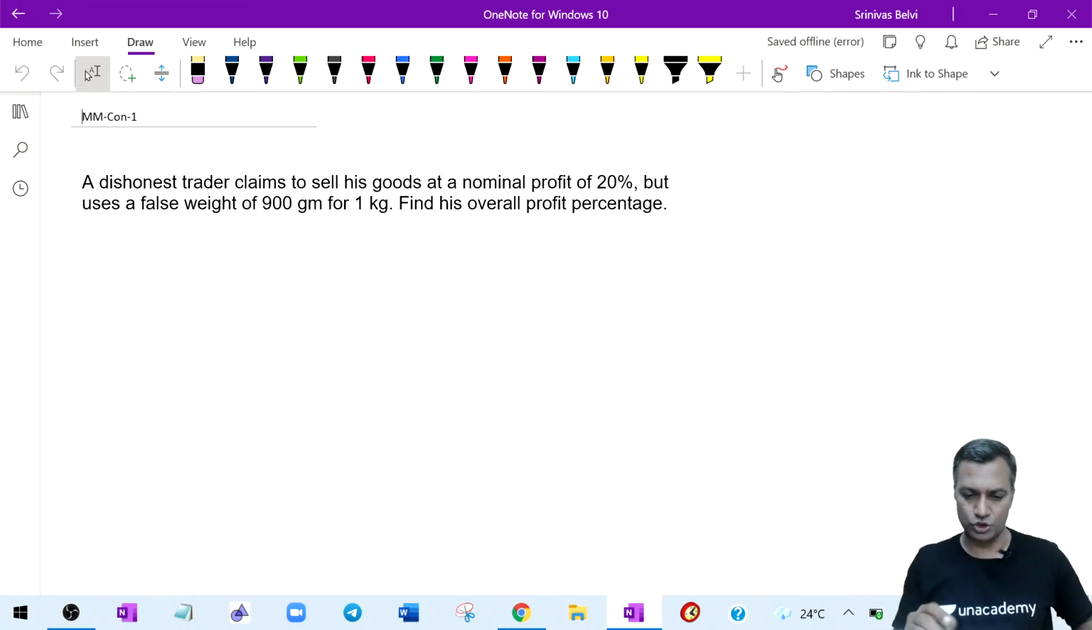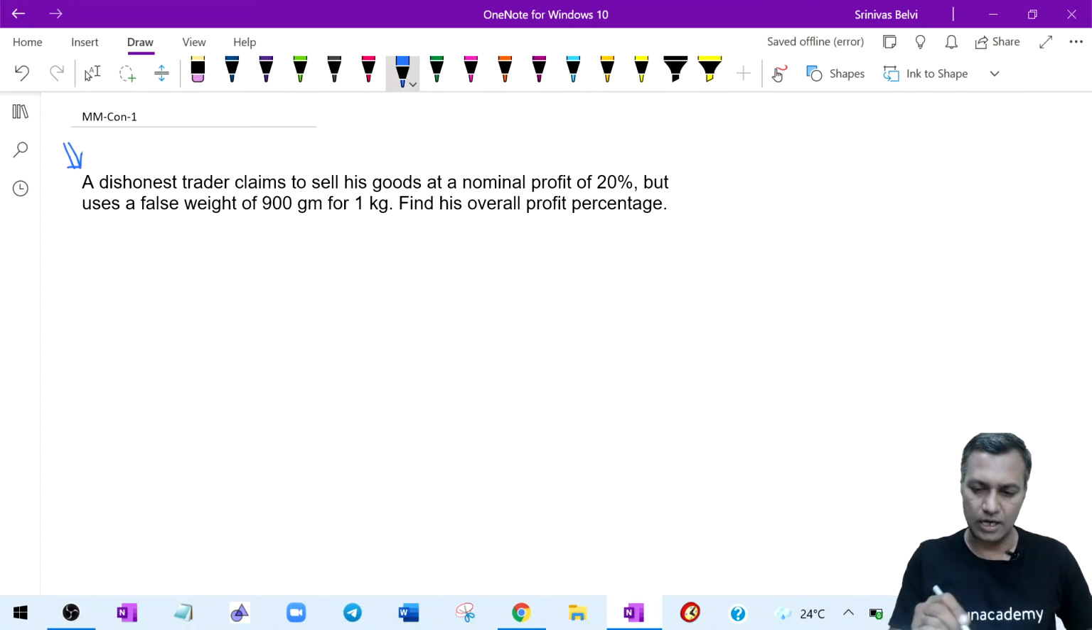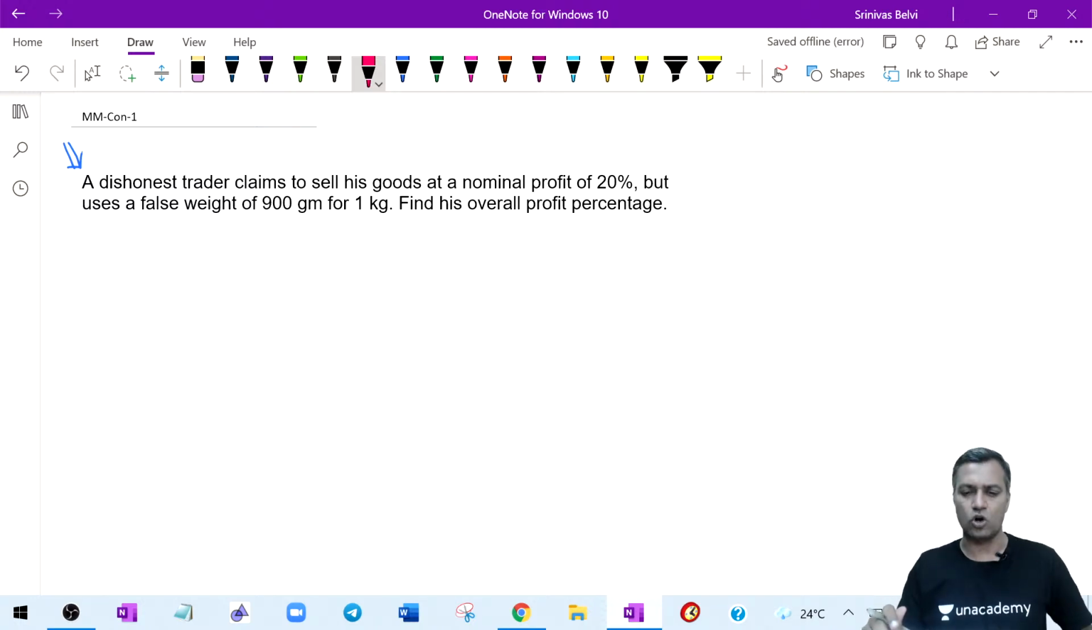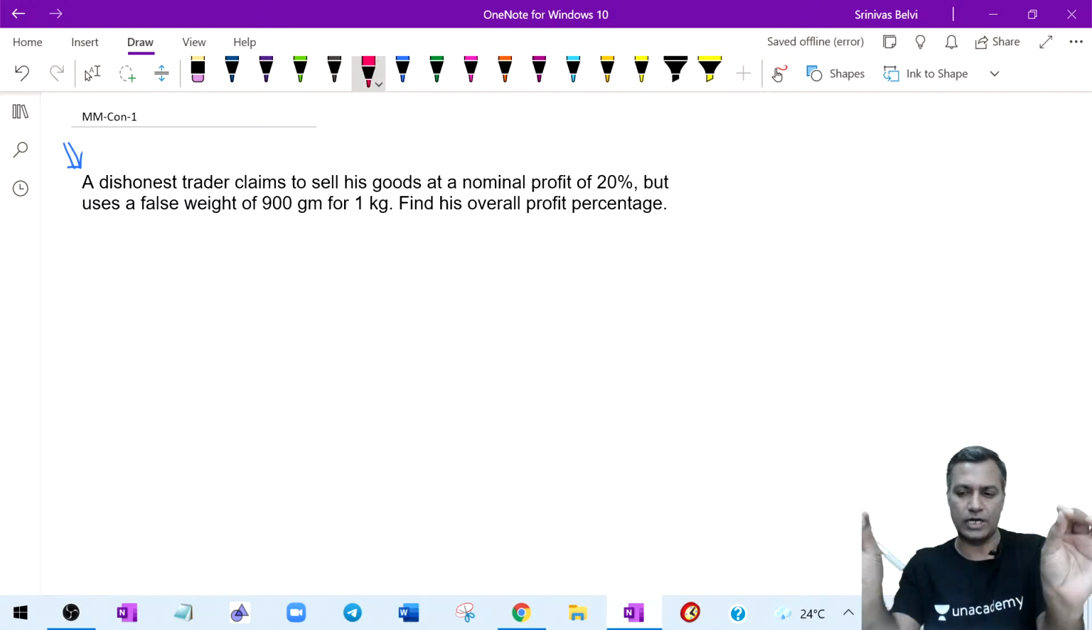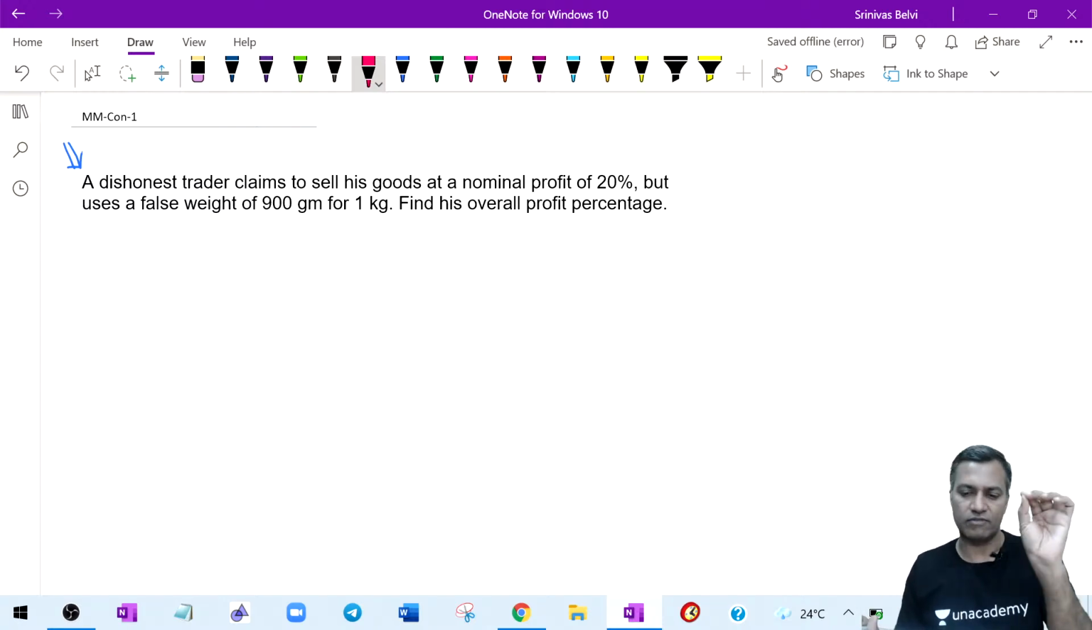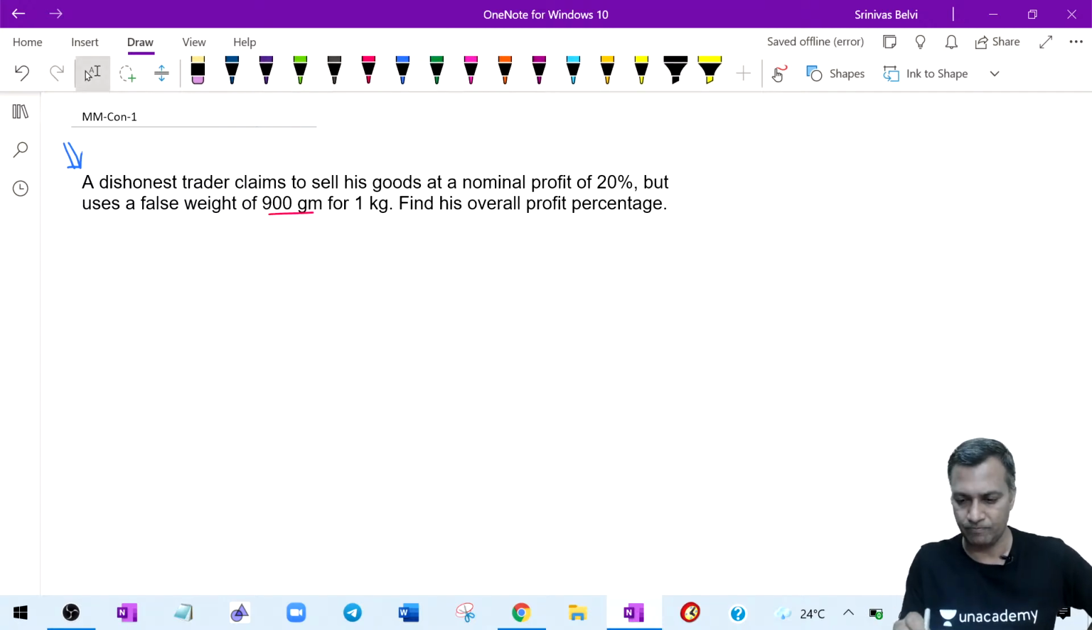Let us watch this question and let's see how I apply the multiplier on this level 0 or level 1 question, whatever you can call this. Let's read this. A dishonest trader claims to sell his goods at a nominal profit of 20%. He tells them that, look, this is my cost price. I've quoted this. This is where I'm selling this. Fair enough. But uses a false weight of 900 grams for 1 kg.